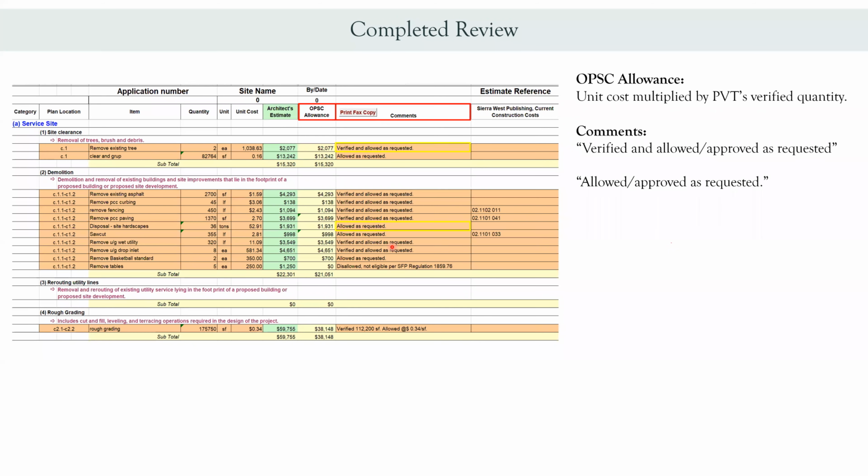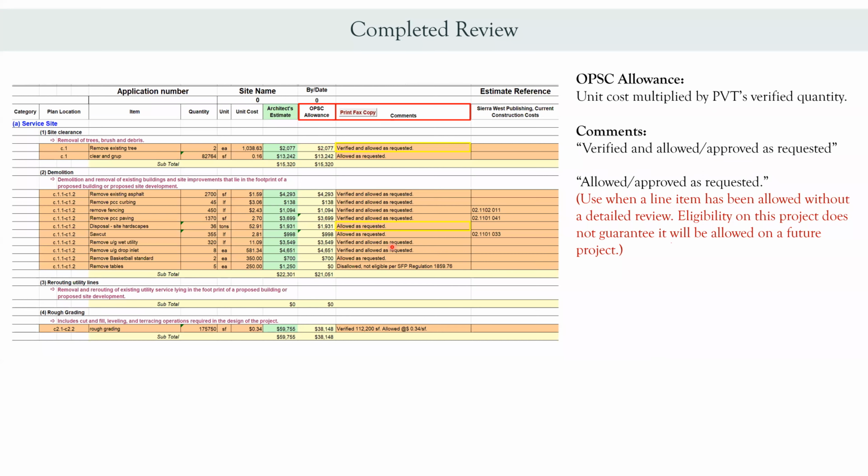If you see "allowed or approve as requested," this comment is used when a line item has been allowed without a detailed review. Eligibility on this project is not guaranteed. It would be allowed on a future project. So just because we allowed it on this particular project doesn't mean it's going to happen on the next project. You may also see "disallowed, not eligible per SFP regulation." As an example, 1859.76. That's just basically telling you it's not allowed per that regulation.